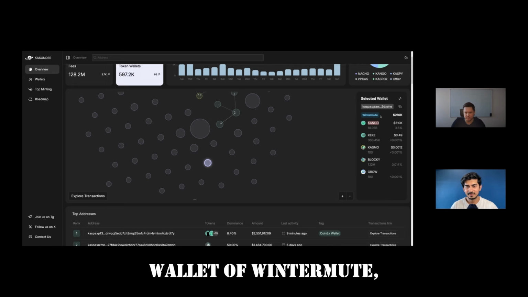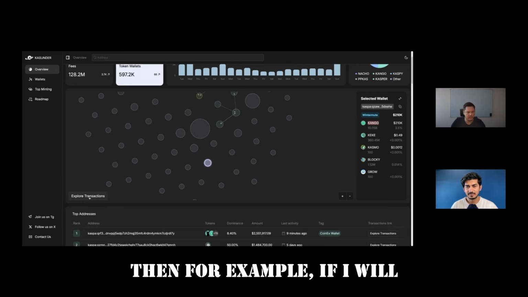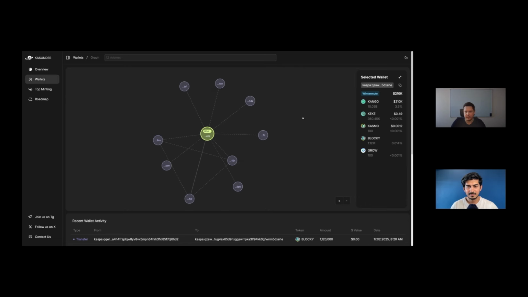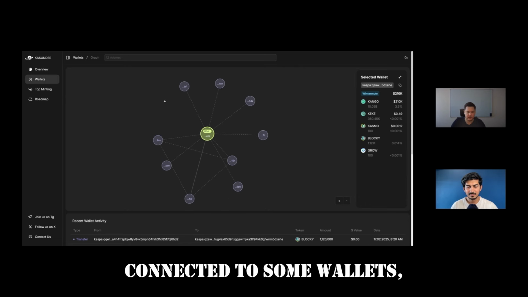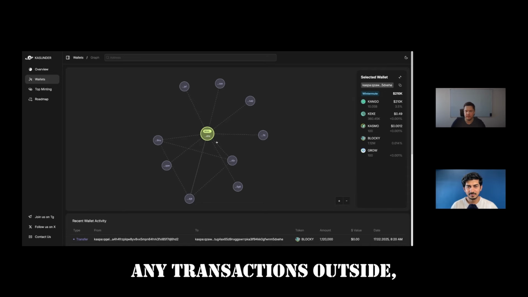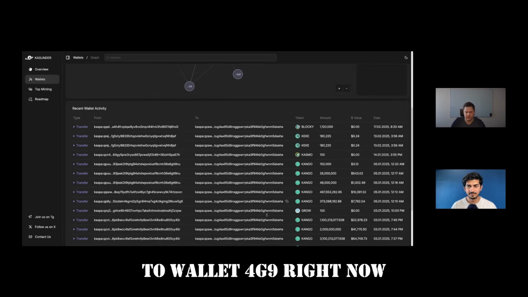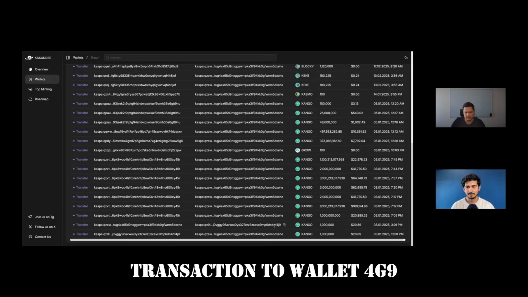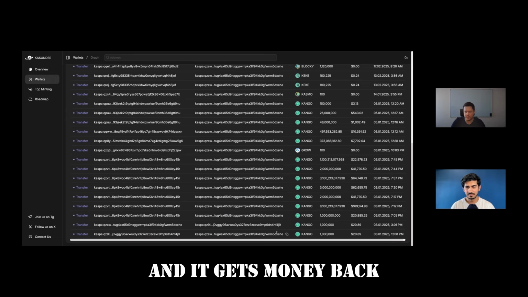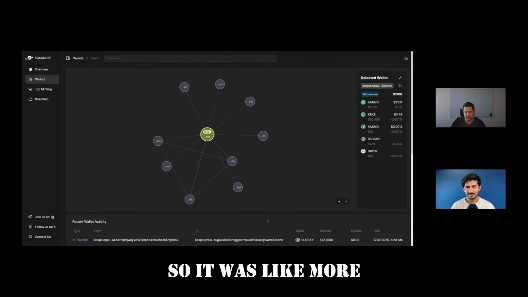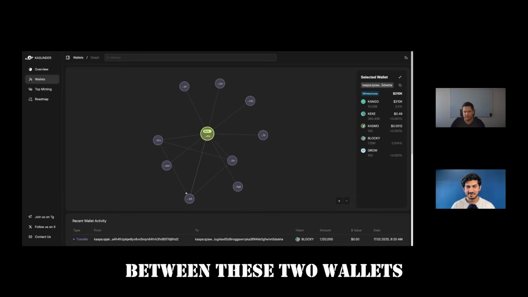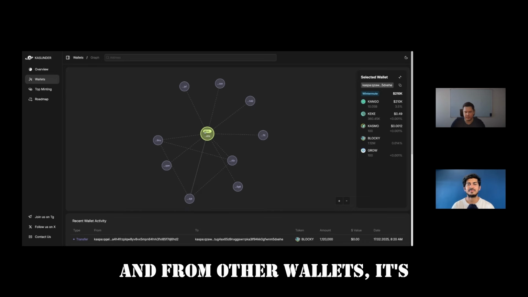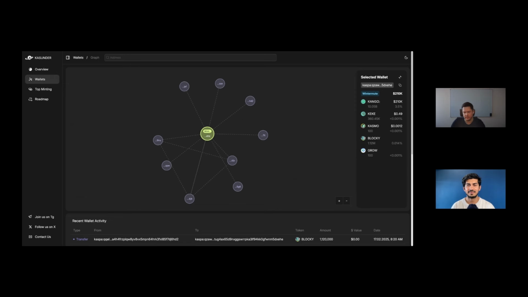Then, for example, if I go to explore transactions here, I can see that it's connected to some wallets, but it is not making any transactions outside, just a transaction to wallet 4G9 right now. And even if I find this transaction, I will see that it makes a transaction to wallet 4G9 and gets money back from the same wallet. So it was more like a test transaction between these two wallets. And to other wallets, it's mostly just sending Kango to this one.